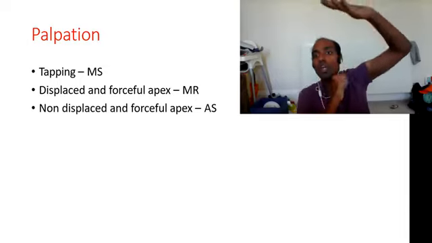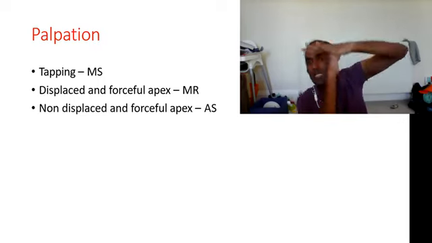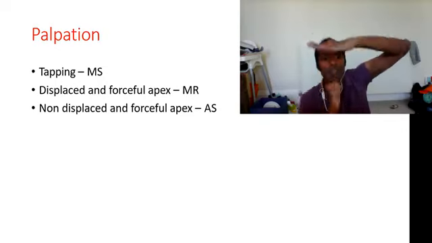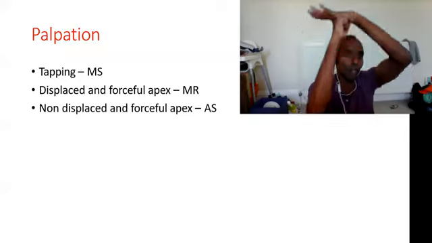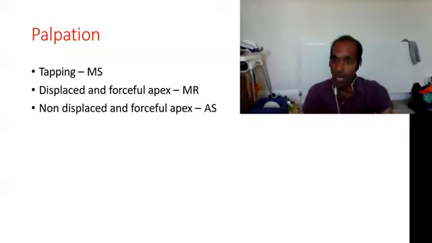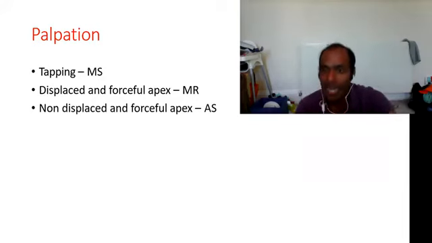Thrusting apex is volume overload. Heaving apex is pressure overload. So write the word down: it is pressure overload, and that is aortic stenosis. So a heaving apex is a non-displaced, sustained, forceful apex. And if you find that, the patient very likely has aortic stenosis.